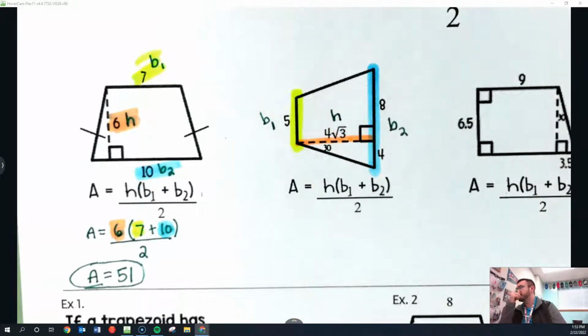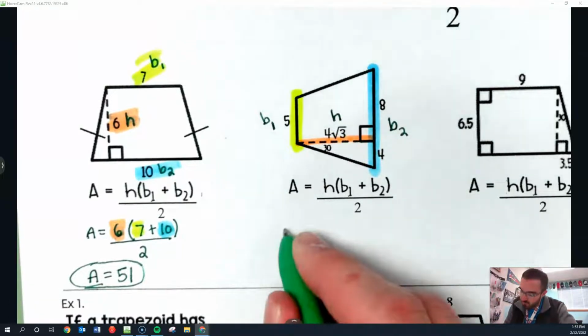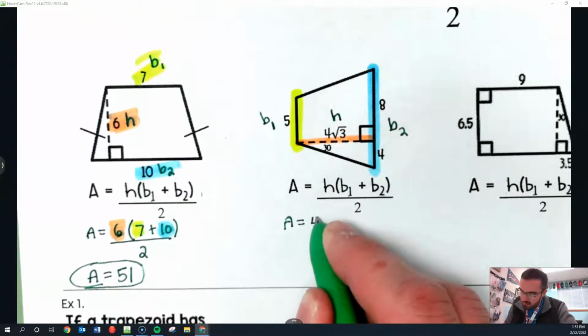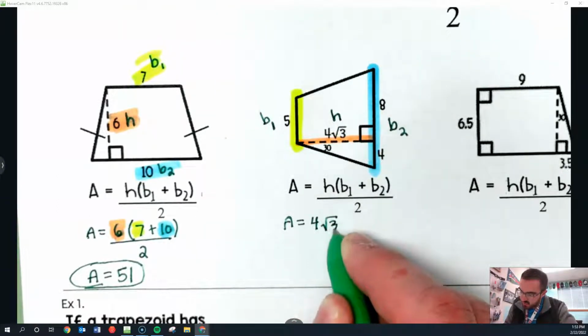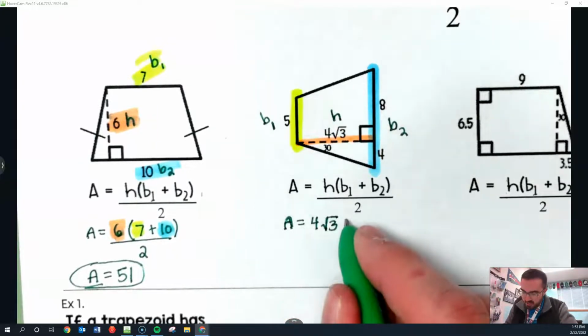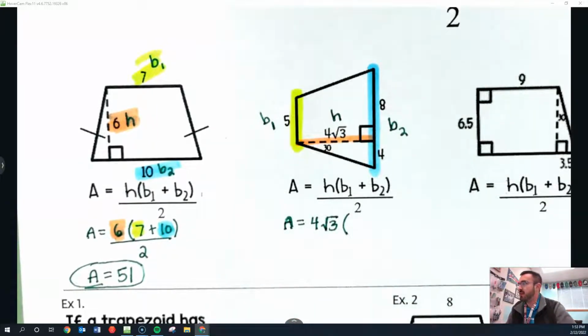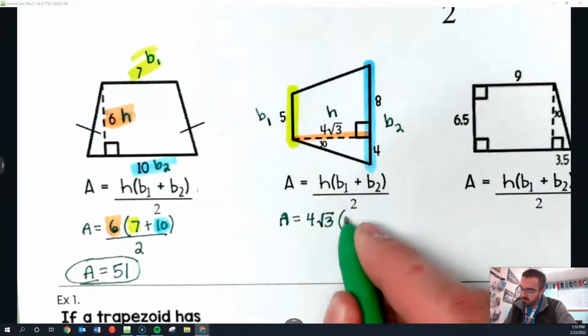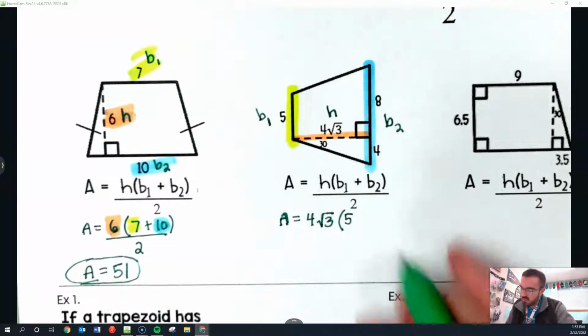All right. So if we take a look at this picture, let's see what we know so far. Well, we know A equals, our height is going to be 4 root 3. I know that looks ugly. Just write it down. Don't think about it. Okay, what is base 1? Base 1 is 5. See how I'm just plugging it in.